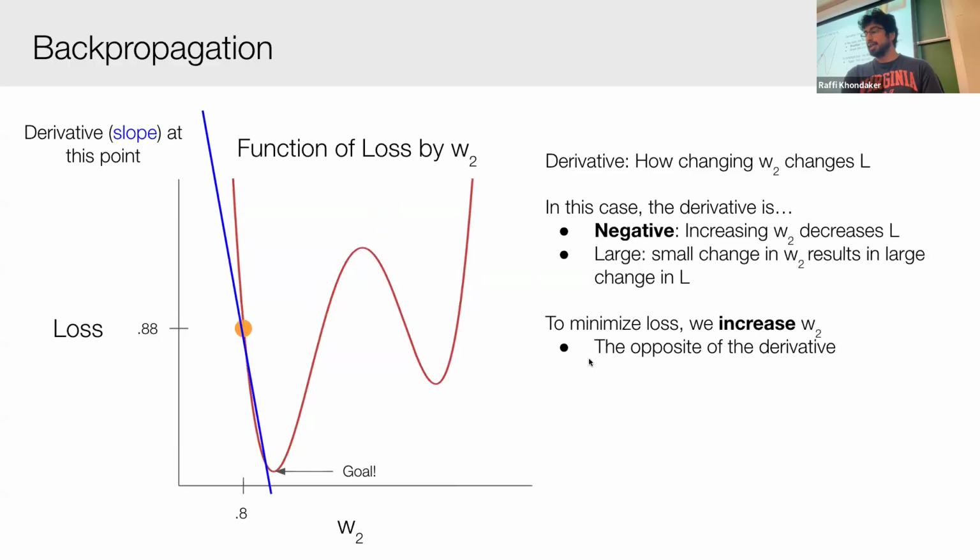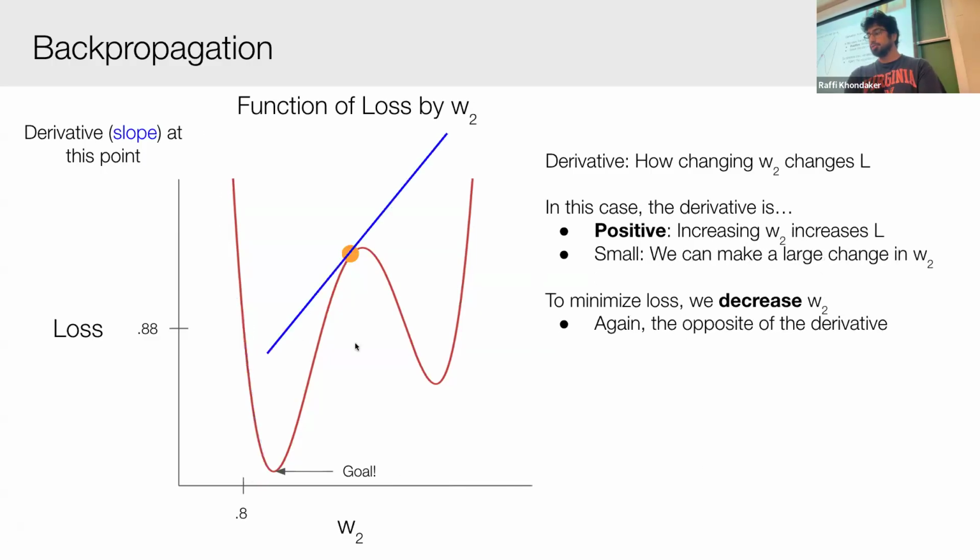Let's say we started with a W2 of 0.8. Now say we started with a W2 that's like 1.2, over here. Same idea: the derivative in this local area is positive, so increasing W2 increases L. If we want to minimize loss, which direction should we go? Increase W or decrease W? Decrease, right?